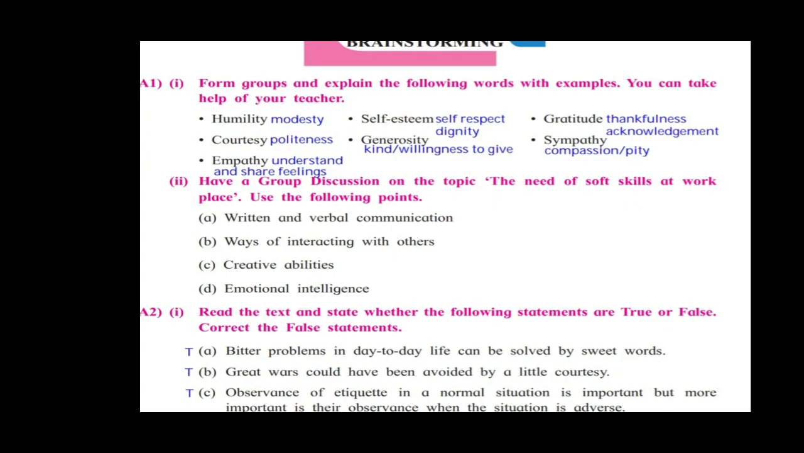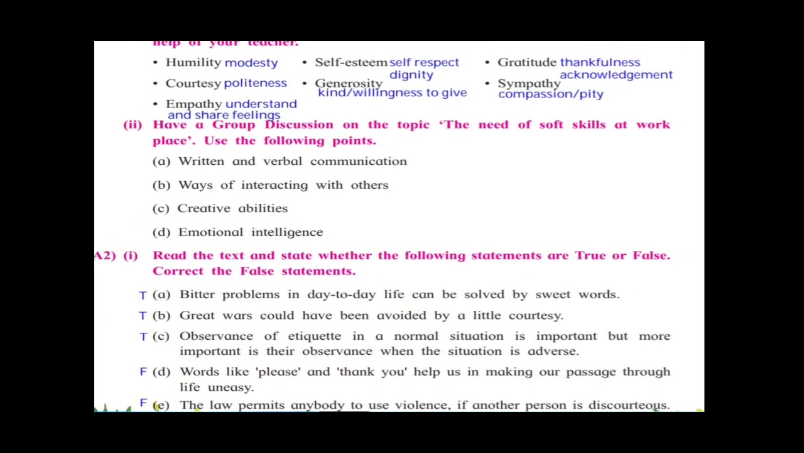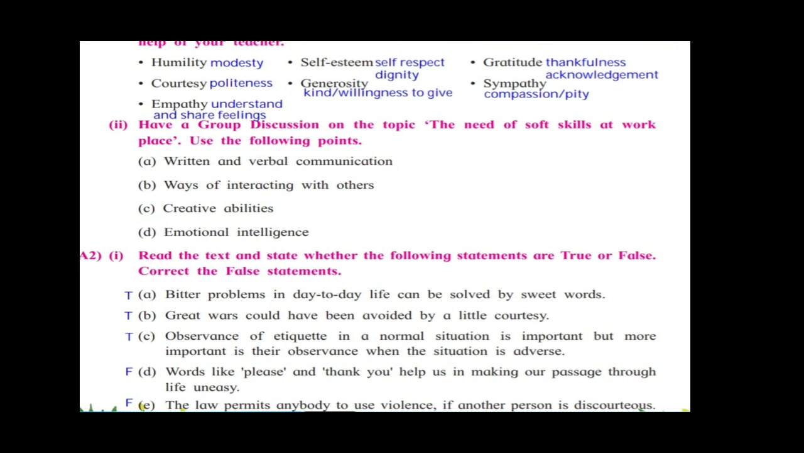So these are the form groups and explain the following words. So these were some examples. All right, now the next is have a group discussion on the topic. You need to have your own written notes on this topic, so you have to use the following points for the A1 second activities. All right, now we'll see A2, that is read the text and state whether the following statements are true or false.